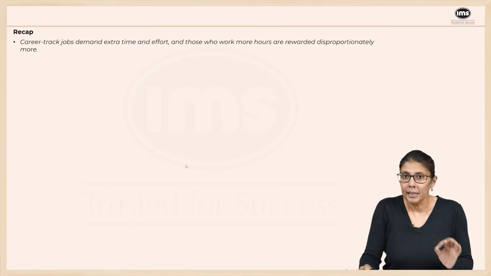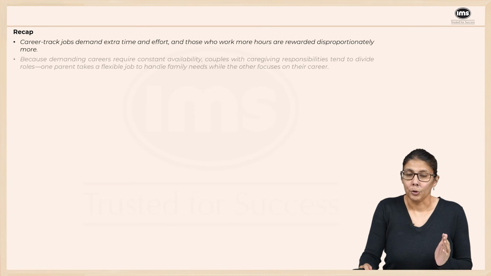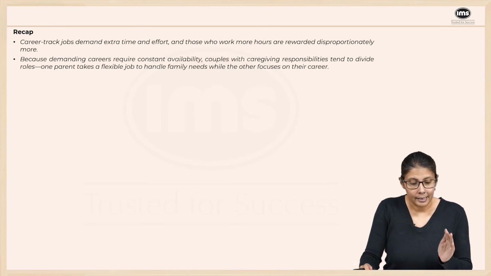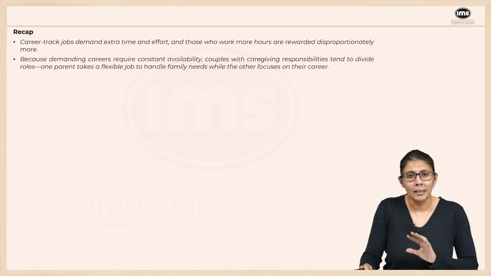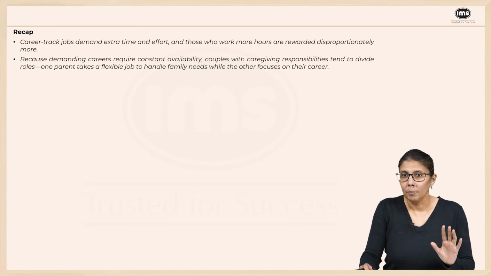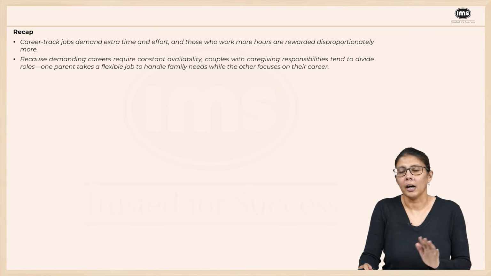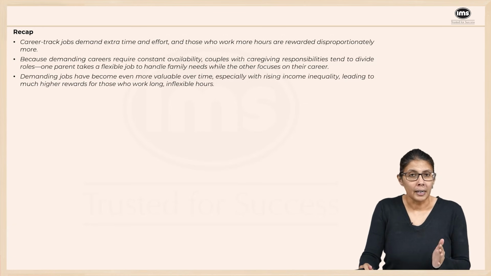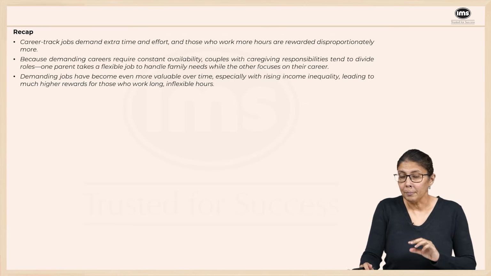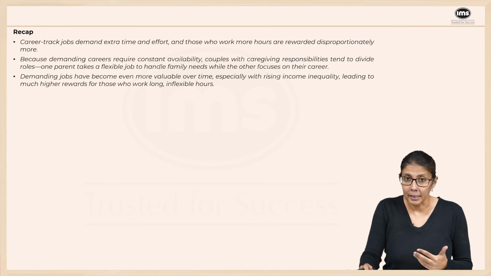In the first very, very short paragraph, we talked about career track jobs, how they require a lot more time and effort and also earn higher rewards. The second paragraph, which was very long, was broken up into 3 parts. It initially talked about how demanding careers require partners to be a little more specialized in their choices. One partner takes up a flexible job, earns less, puts in fewer hours. The other partner has a more demanding career and earns more. Now, demanding jobs have become more desirable over time because they let you make a lot more money.